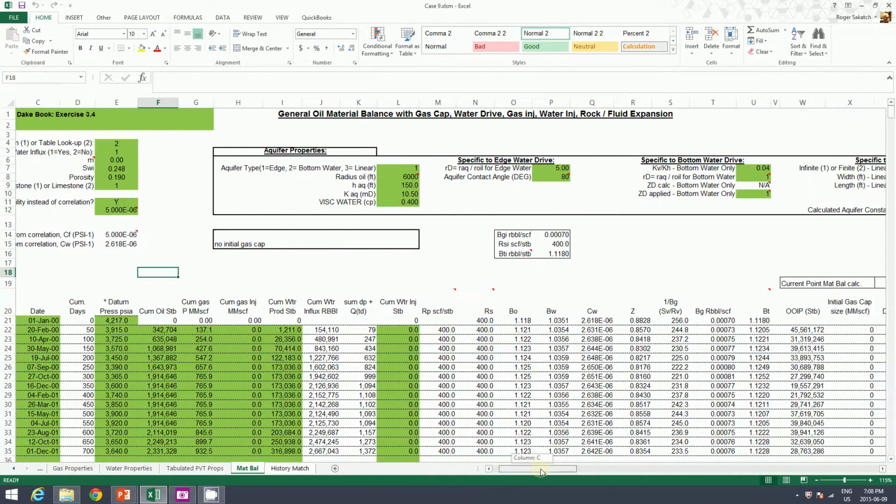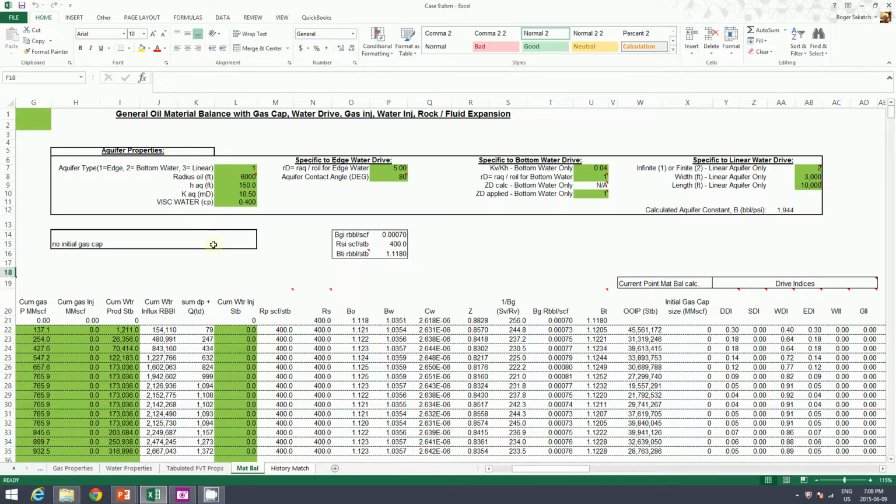To continue on, the aquifer properties that we believe we have in place. First of all, it's an edgewater drive, as indicated by the 1. The oil zone has a radius of, we believe, around 6,000 feet, and the thickness of the aquifer is approximately 150 feet. And the permeability is around 10 millidarcies in the aquifer, and the viscosity of the water is estimated to be about 0.4 centipoise.